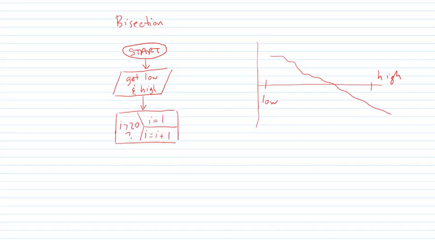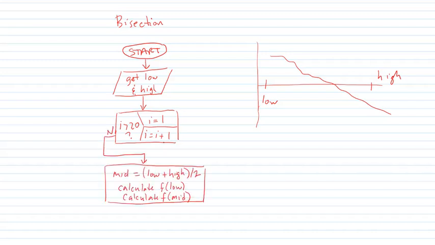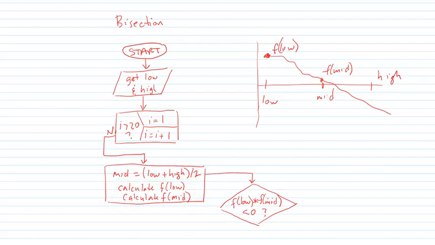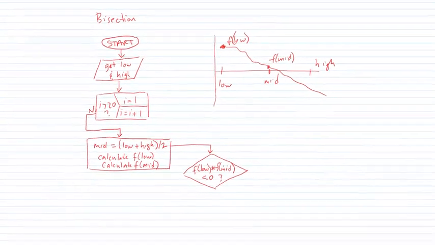Then we enter into a for loop because what we're doing is this iterative process, the bisection technique. I'm going to do 20 times, so we go into a for loop. The first thing that happens in each iteration is we calculate the midpoint, which is the average of low and high. Then we calculate the function values at low and mid. Next, we take the product of f low and f mid.